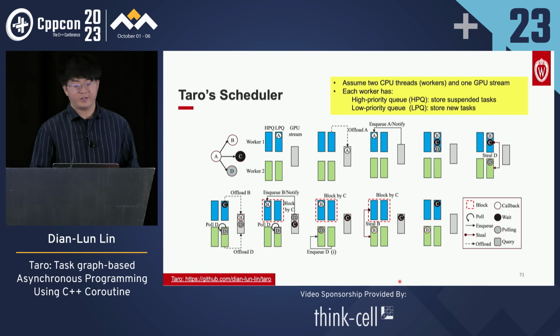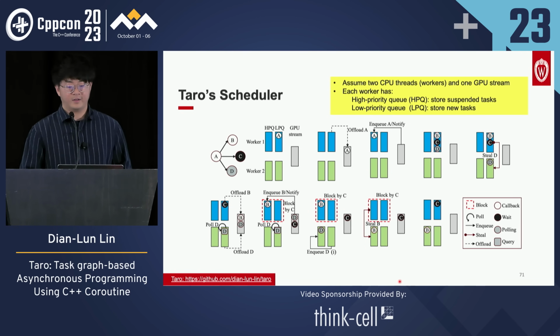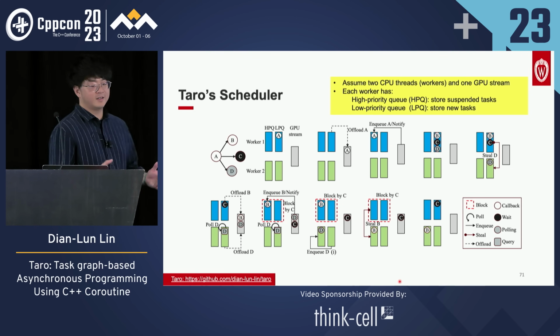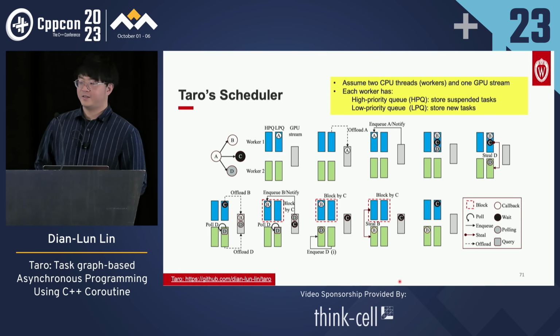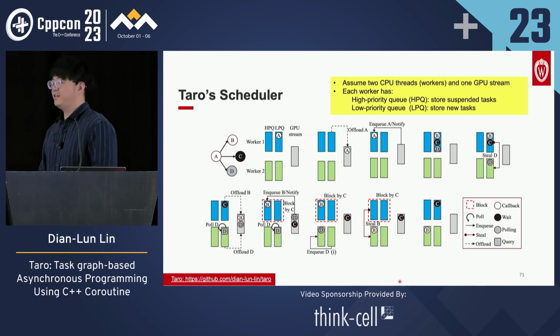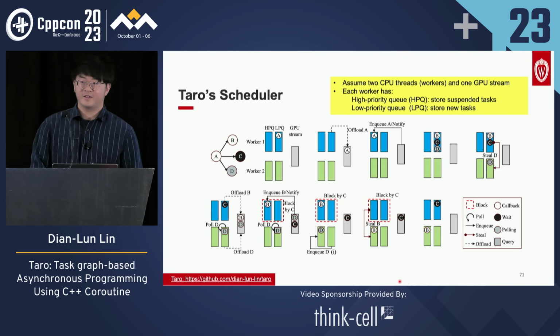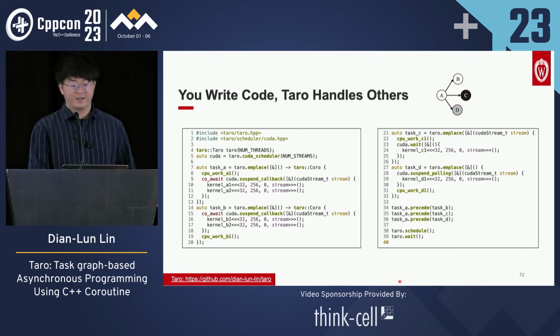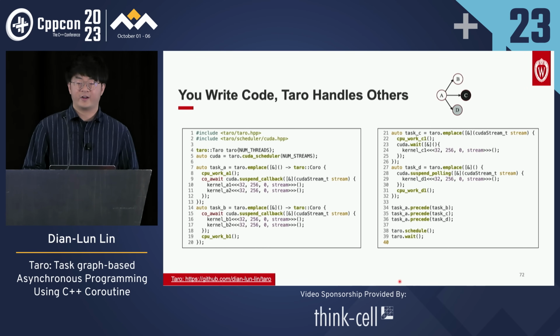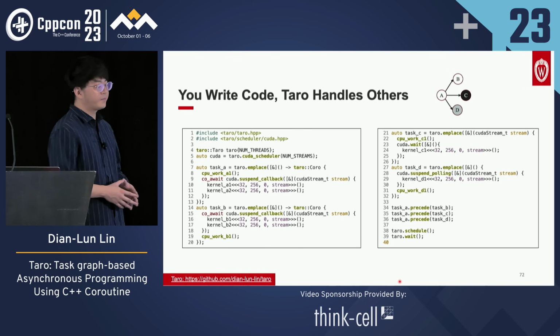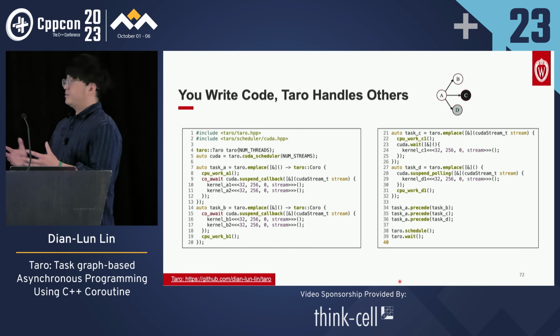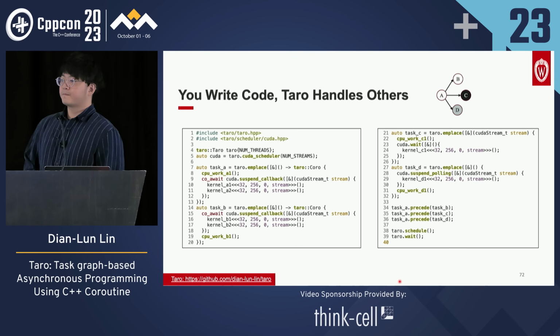So this is a scheduling example for this task graph. I know our coroutine-aware work stealing scheduling algorithm is efficient, yet a little bit complicated. But you don't need to worry about it. You write code, Taro will handle the rest for you. All you need to do is to write these 14 lines of code to express this task graph.